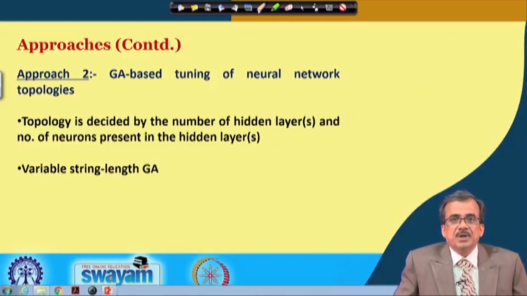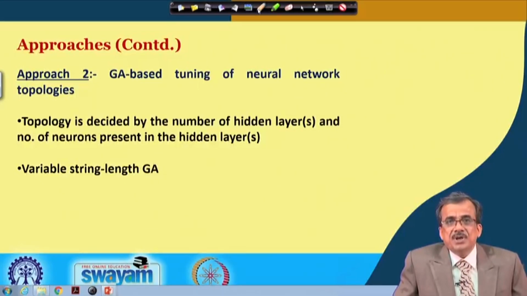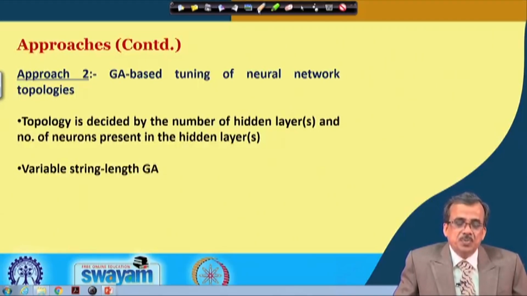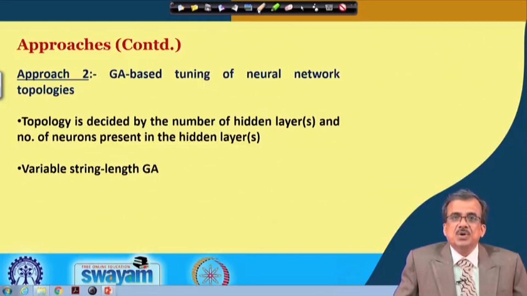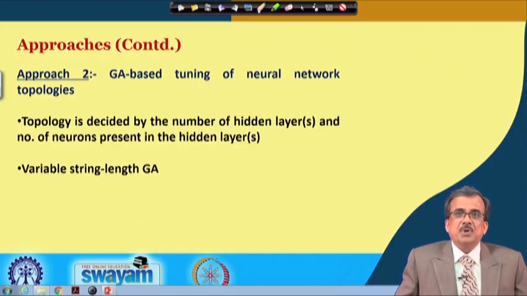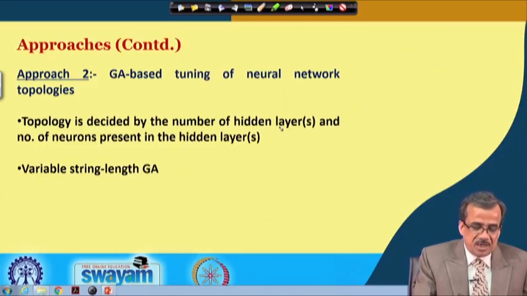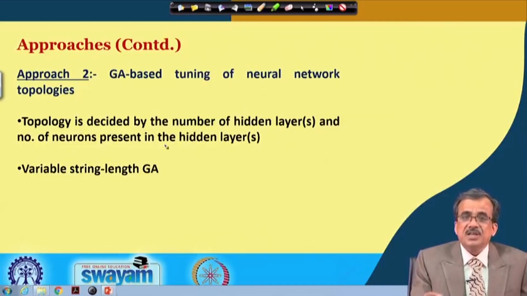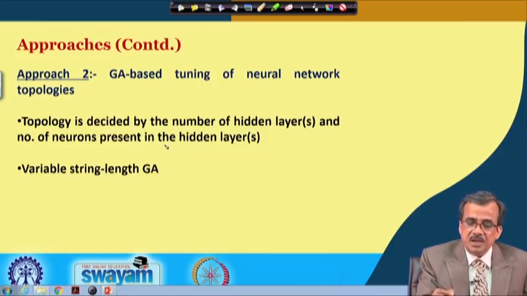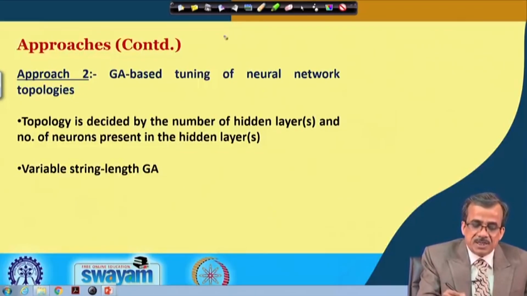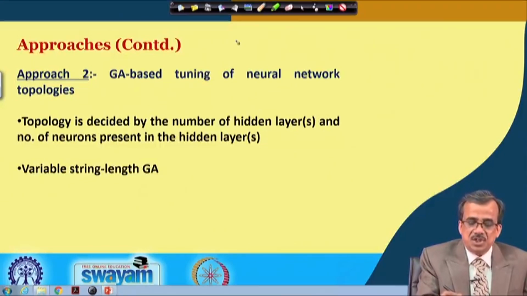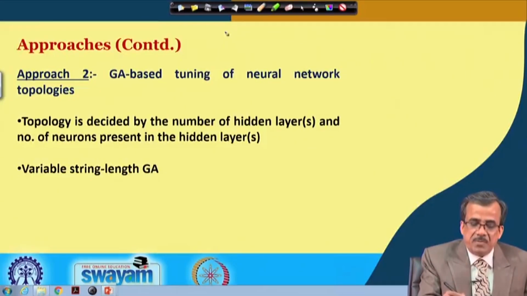I have already mentioned that the topology or the architecture of this particular network depends on the number of hidden layers and the number of neurons you put on the hidden layer. Now, if I give this task to the genetic algorithm, the binary coded GA is going to face one problem. The number of neurons on the hidden layers and the number of hidden layers have to be encoded inside that particular GA string.